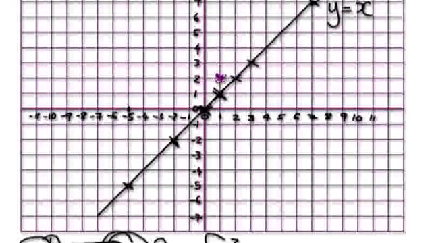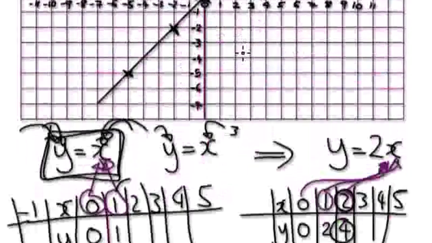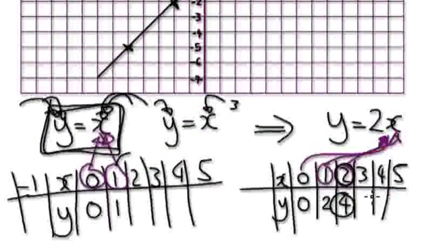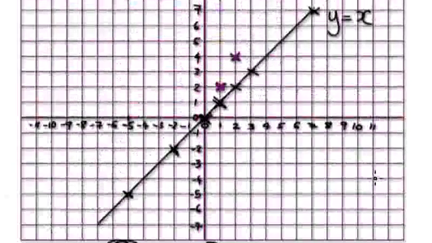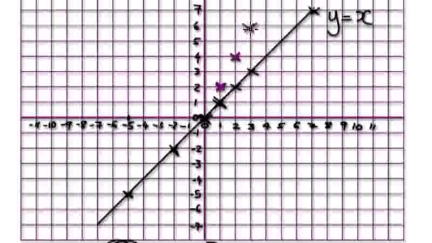So look at this. When x is 2, y will be 4, so it will be here. And when x is 3, y will be 6. So when x is 3, y will be 6, so here it will be up here.